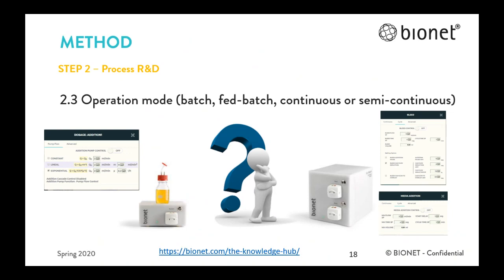Definition of the operation mode to be applied. There are three main modes of fermentation: batch, fed batch, and continuous. Most industrial fermentation processes still operate as a simple batch or fed batch. At the moment, there are few continuous fermentation processes in the industry.